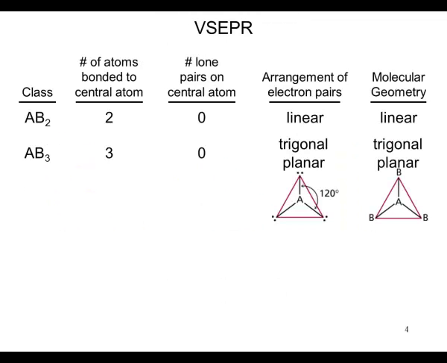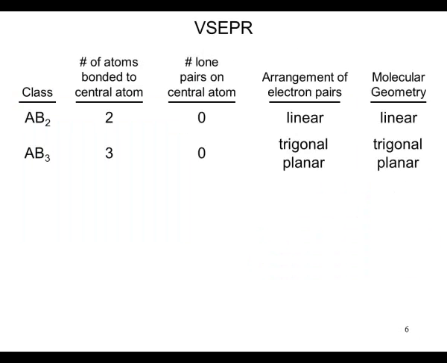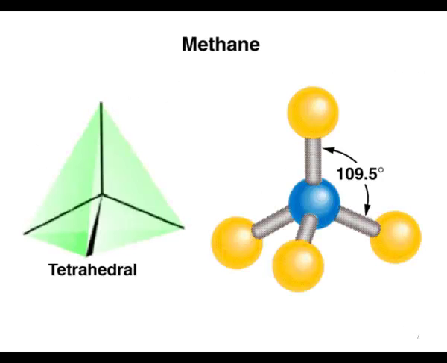With three atoms bonded to the central atom, no lone pairs, the electron arrangement is trigonal planar, and the molecular geometry is trigonal planar. Boron trifluoride is an example with bond angles of 120 degrees. With four atoms, the electron arrangement is tetrahedral and the molecular geometry is tetrahedral. Methane is an example. The bond angle is 109.5 degrees.